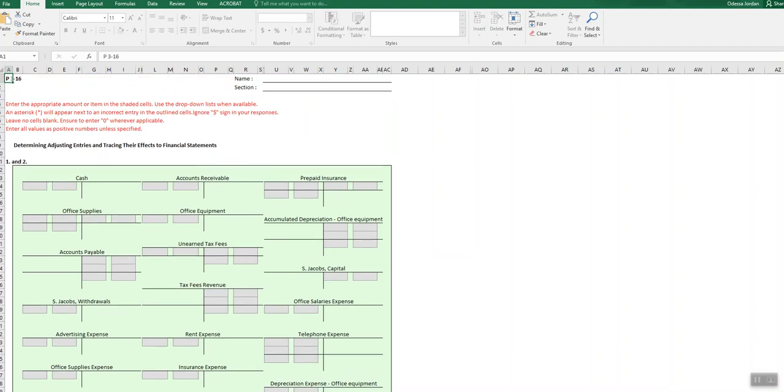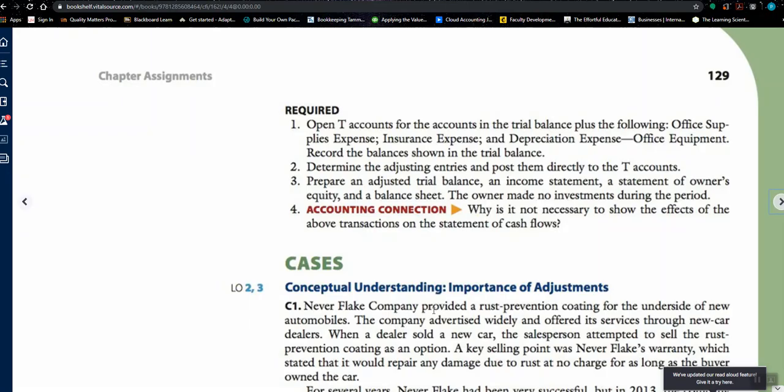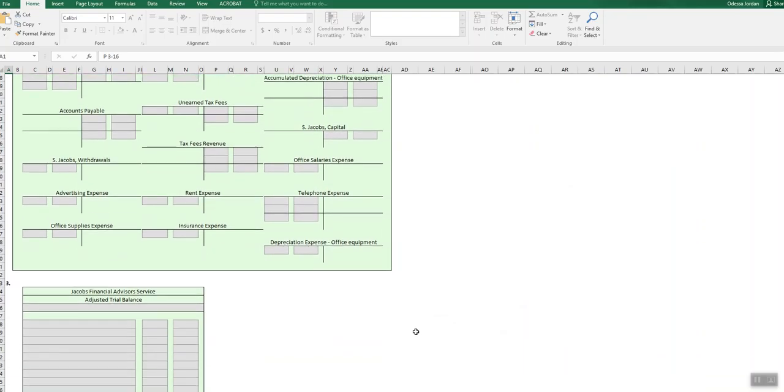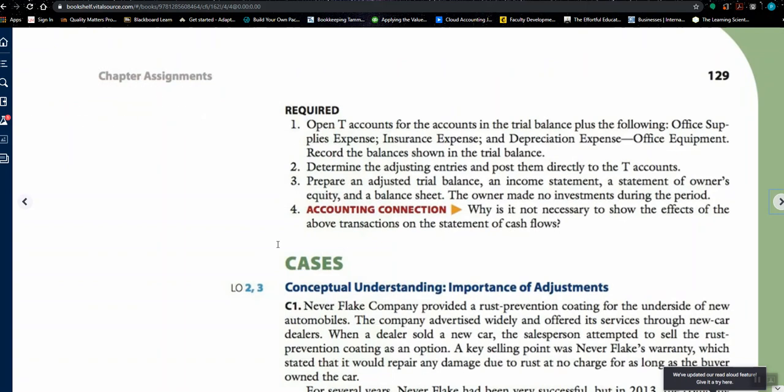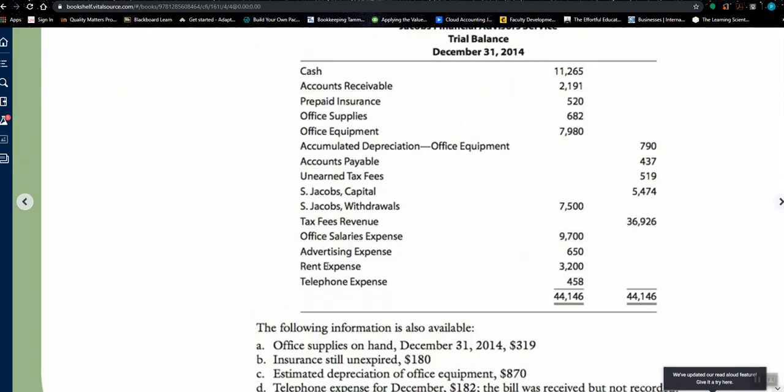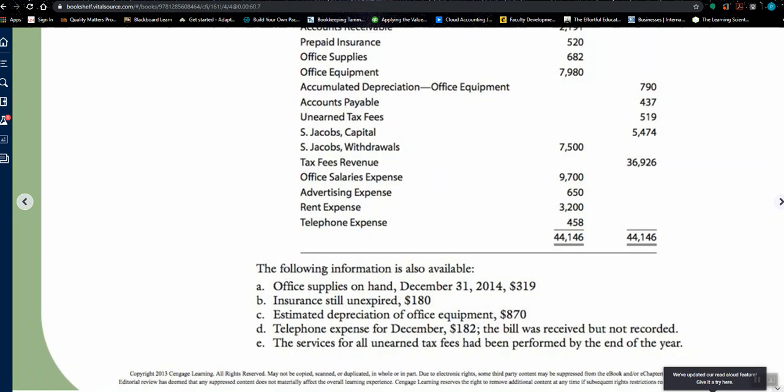So in this particular problem, we don't have to do number one. It's already done for us. So we go straight to number two: determine the adjusting entries and post them directly to the T accounts. Even though it tells you to do that, to the side, if it will allow you, I want you to go ahead and journalize the adjustments that are listed here. That way you can get an understanding of how it needs to apply to the T accounts.